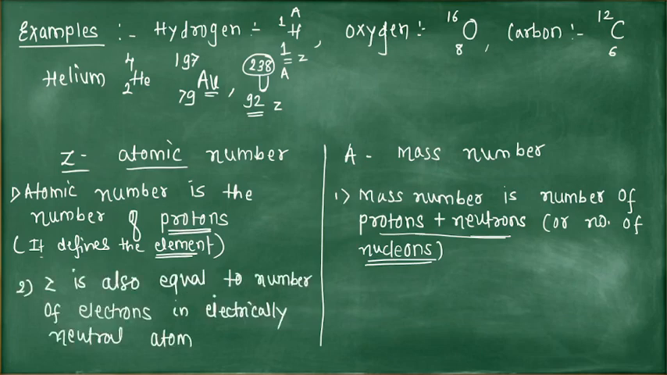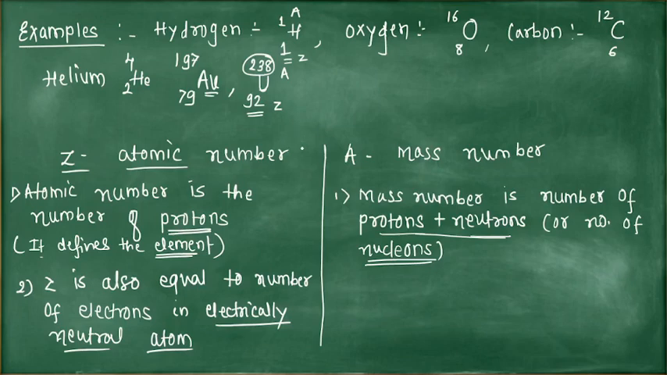Z is also equal to the number of electrons in an electrically neutral atom. The atom is electrically neutral. How? Because the number of protons equals the number of electrons in the atom. Then the atom is said to be electrically neutral. But sometimes if an electron is removed from the atom, then the atom is not electrically neutral.